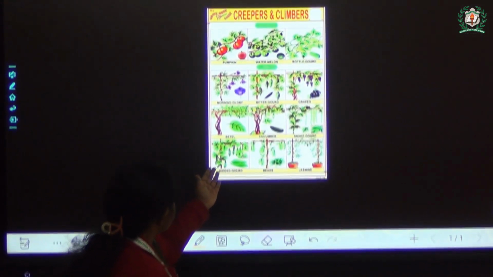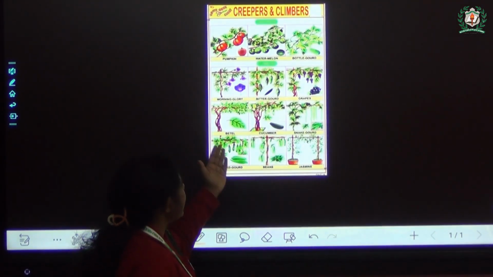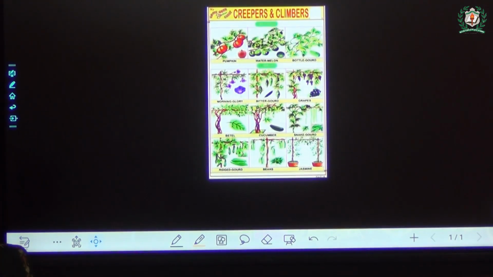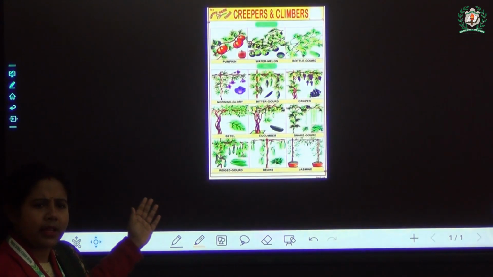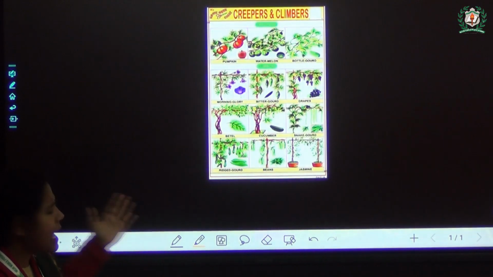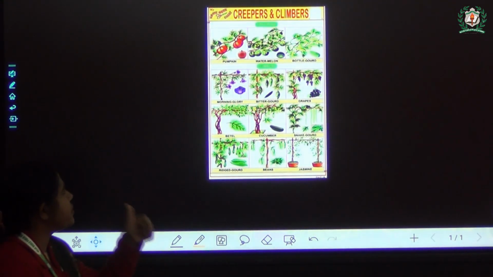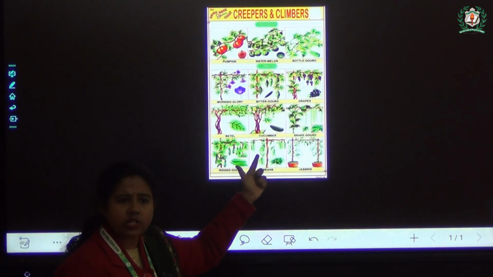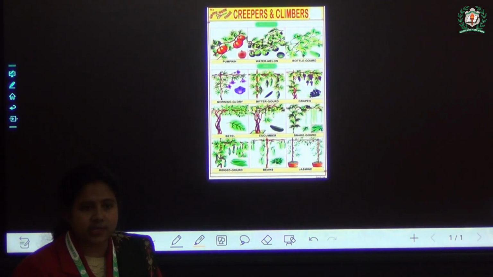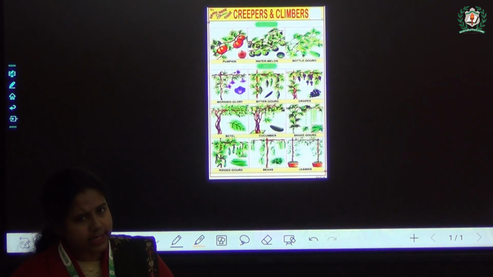Can you see the plants here are going up, but they are in need of help. Help of what? Any support, whatever it may be. They do not only stick, they need support to grow. So the first characteristic we know about climbers is that they grow through a support system. They can't grow up on their own, isn't it?